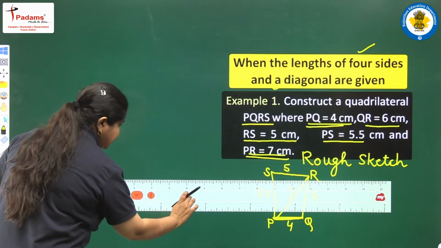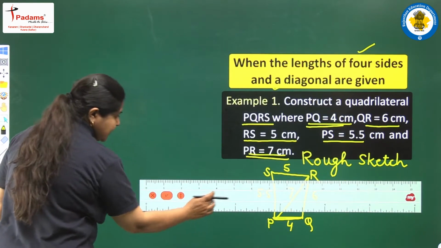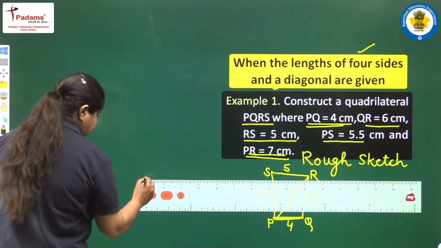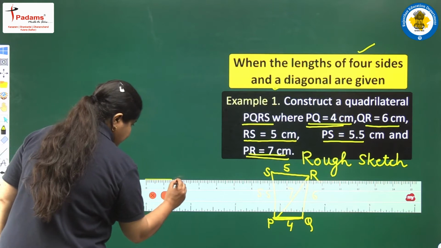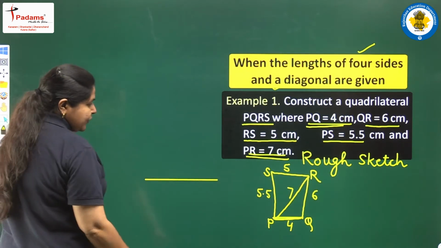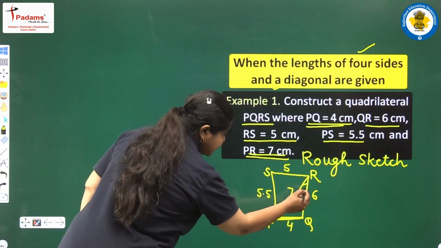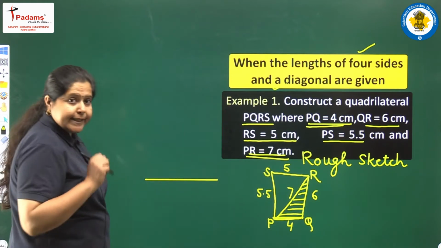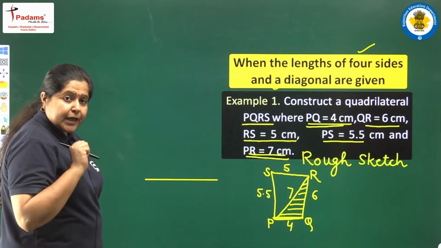We take it here, we see that this PQ measures 4 centimeter. So we will be taking it from this point, 4 centimeter long. Then what we need is, first we need to construct this triangle PQR. For this we need a compass, and how to use it?